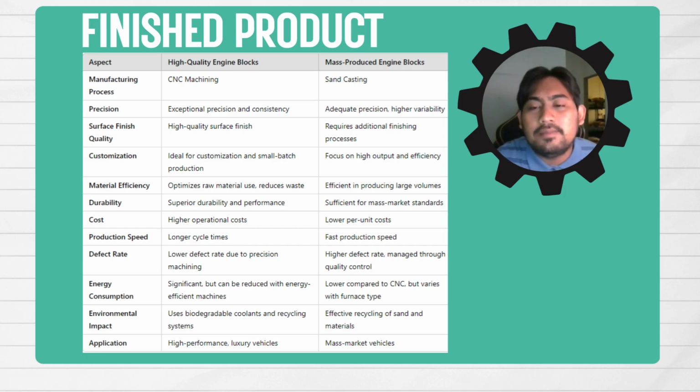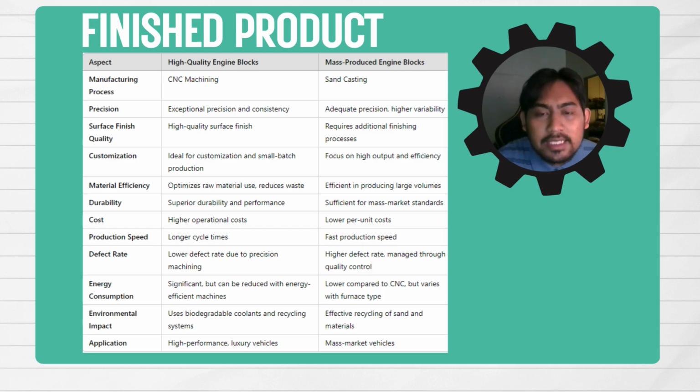And finally, I will talk about the finished product. By using two types of manufacturing process, there will be two types of product. The first product is high quality or high performance engine blocks. The second is mass produced engine blocks.